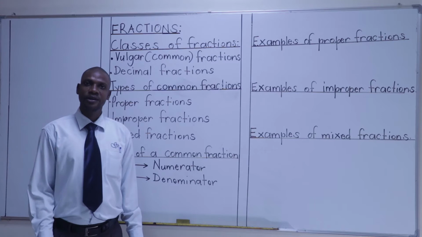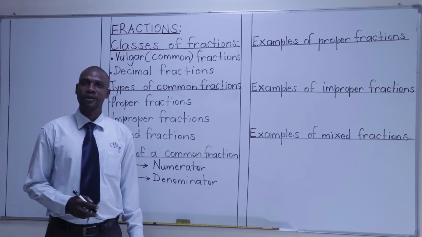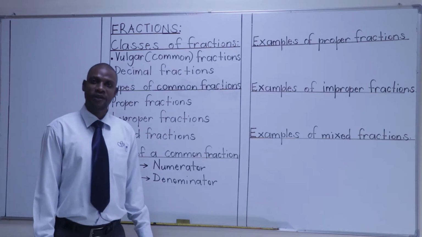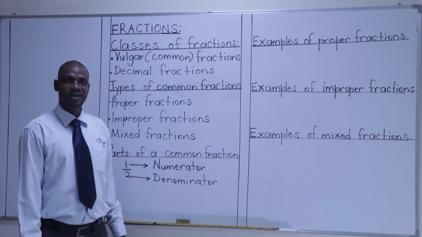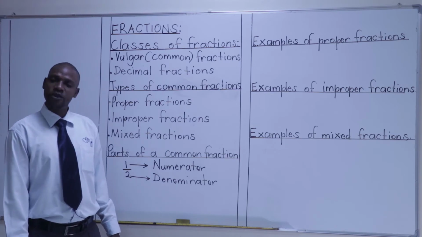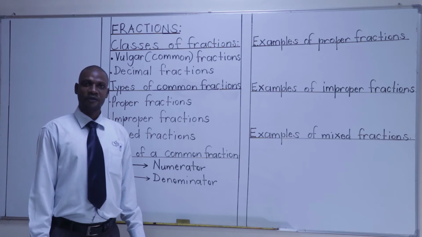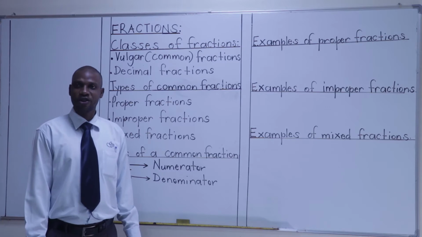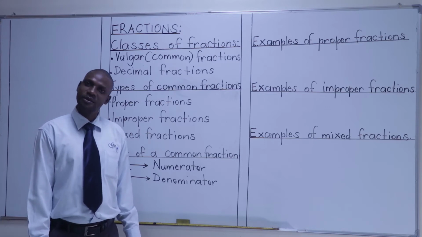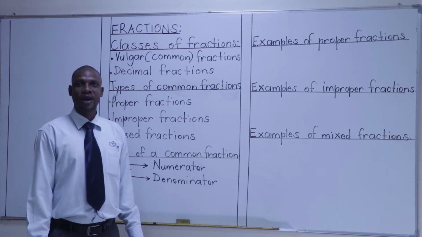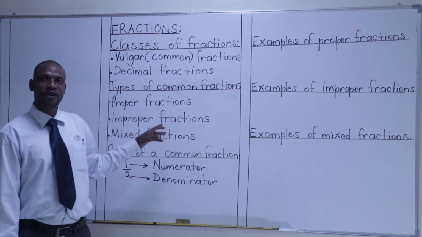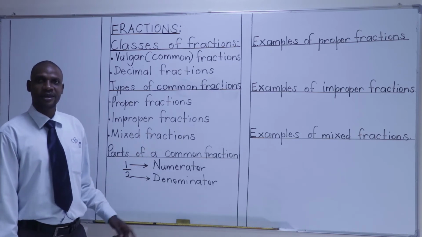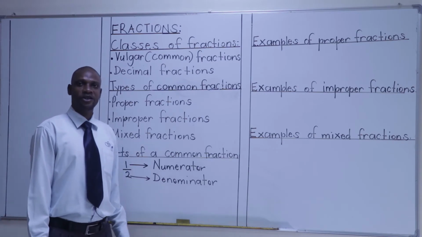A fraction is a part of a whole, and we have got two classes of fractions. These are vulgar or common fractions. The second class is decimal fractions. What do I mean by vulgar fractions? A vulgar fraction is a fraction where we have a numerator and a denominator. Then a decimal fraction is a fraction where we have a decimal point. We have got three types of common fractions, and these are proper fractions, improper fractions, and mixed fractions.